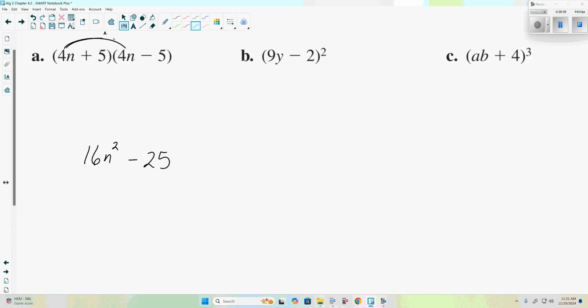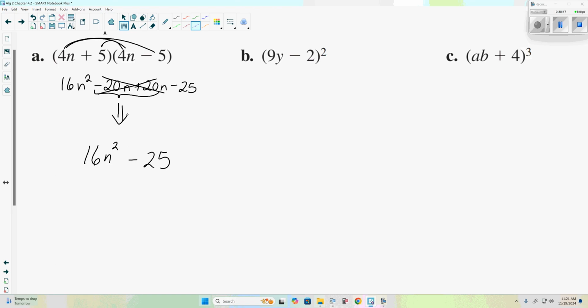Or we can actually distribute through, because 4n times 4n is 16n squared. 4n times negative 5 is negative 20n. 5 times 4n is plus 20n. And 5 times negative 5 is negative 25. Negative 20n plus 20n is 0, just telling us that our answer is 16n squared minus 25. So if we know the shortcut, we can jump right there. Or if we actually multiply it out, we get there still. One's just a little bit shorter.